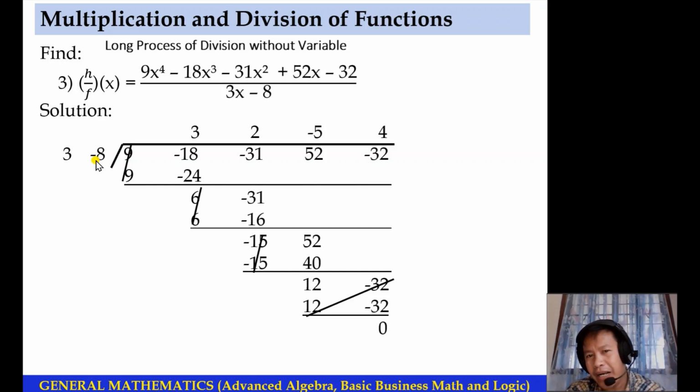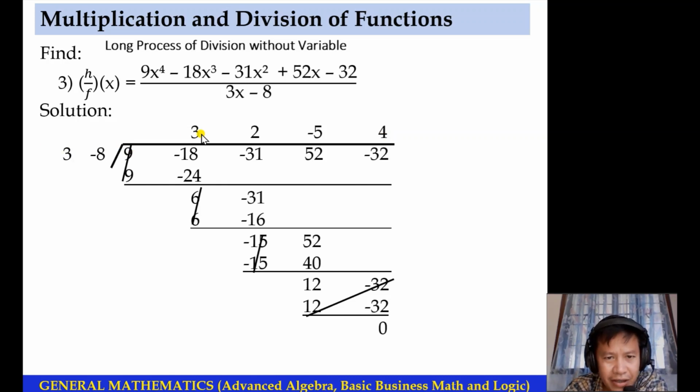Actually, this is the same as dividing polynomials using the long process with variable. But what we do here is to minimize our burden, because writing so many variables gives us a complicated solution. So we remove them, but we apply the technique. Okay, so what we need to do here is 9 divided by 3 is equal to 3. You are going to write your answer here, so that upon reaching this level, it means that you are done with your division process. Did you understand?